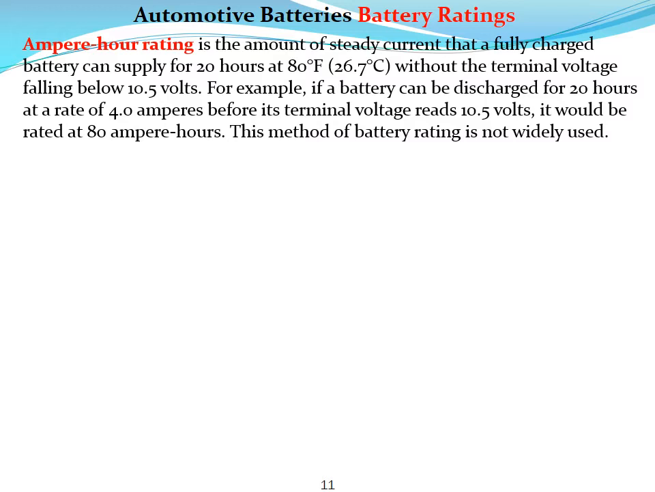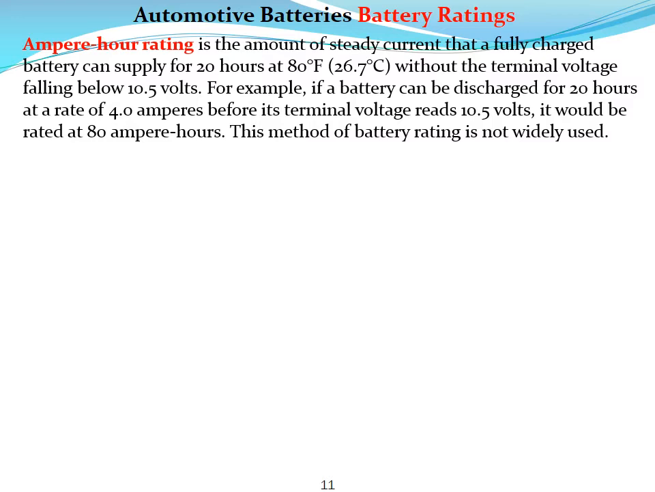For example, if a battery can be discharged for 20 hours at a rate of 4 amperes before its terminal voltage reaches 10.5 volts, it would be rated at 80 ampere hour. This measure is also used for mobile phone, computer and tablet batteries.